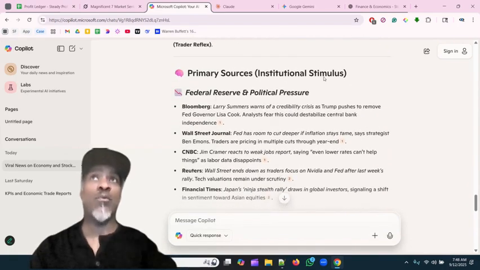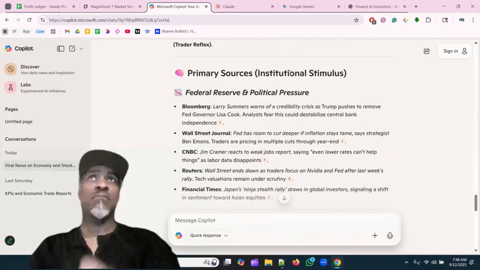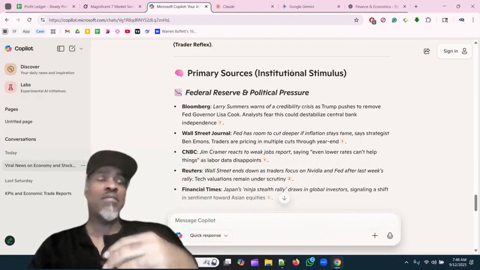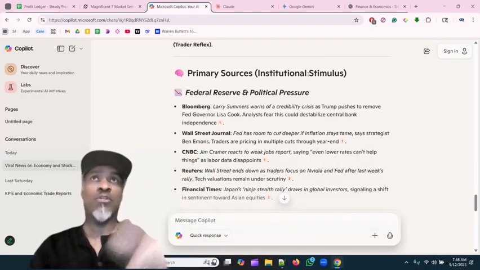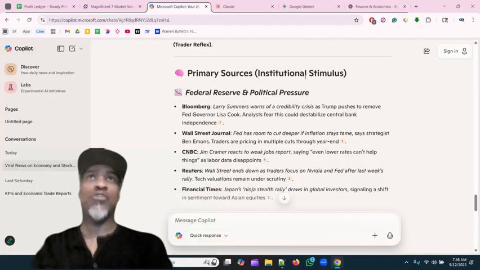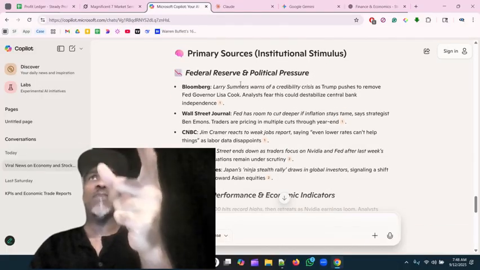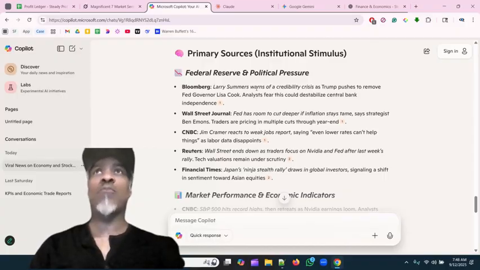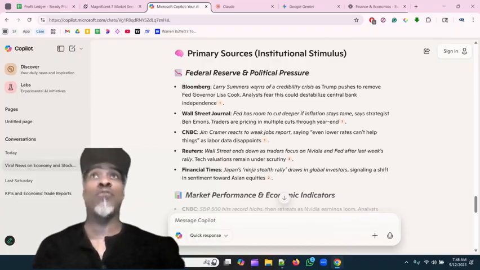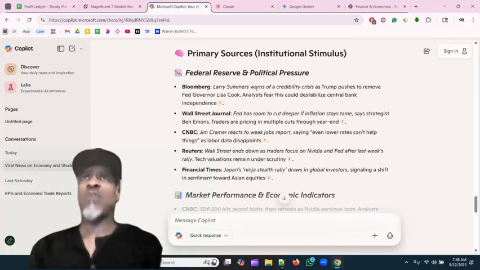So now here we are, right? We got that stimulus. This is a part of the prompt. We want stimulus that the institutions are posting on the news. Bloomberg, Wall Street Journal, CNBC. Let's go over this very quickly. Larry Summers warns of a credible crisis as Trump pushes to remove. Now, is this the right one?